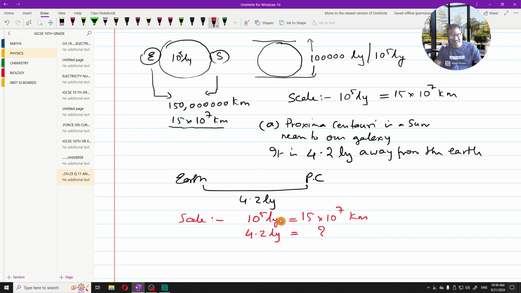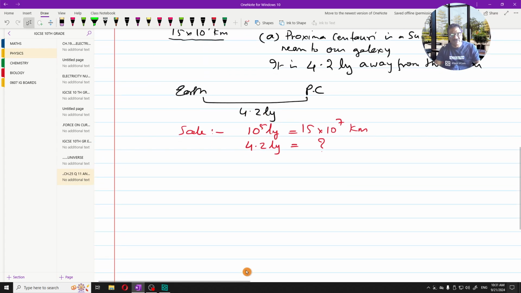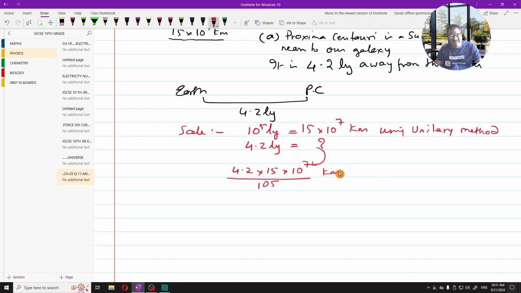This is nothing but your unitary method. It is a straightforward question. With the help of this scale, you are going to find out how much 4.2 light year will be in kilometer. So this is a simple mathematical unitary method, and using it you will get the answer for the distance between the earth and the PC. This will work out to 4.2 multiplied by 15 multiplied by 10 raised to 7 divided by 10 raised to 5. And this answer will be in kilometers.